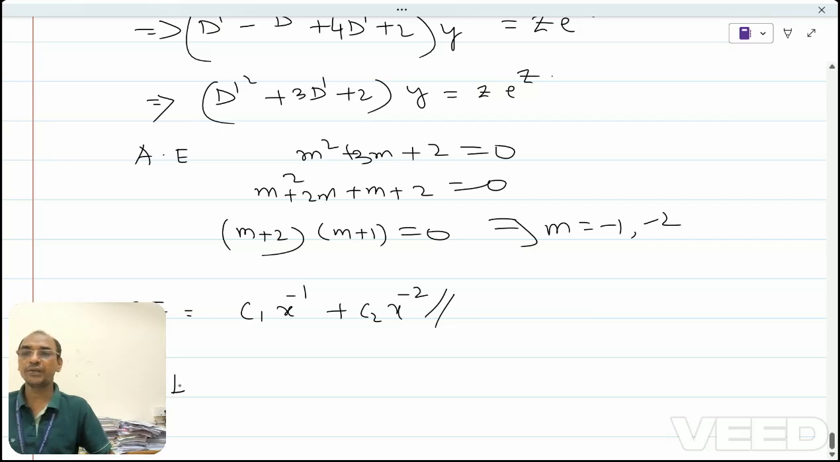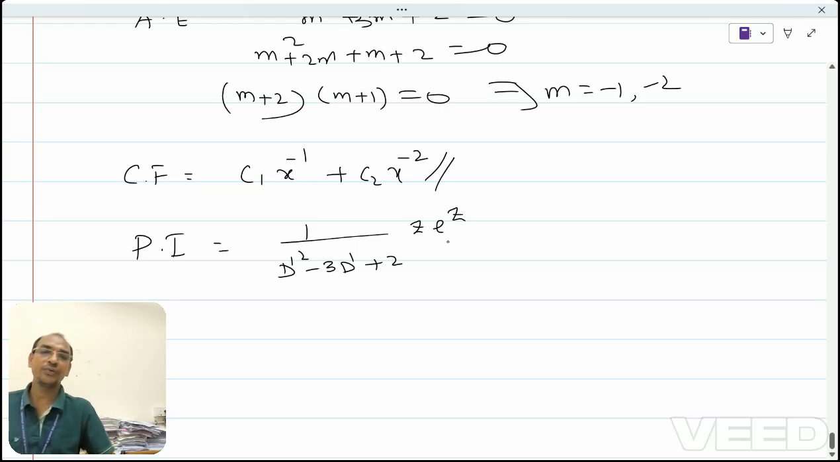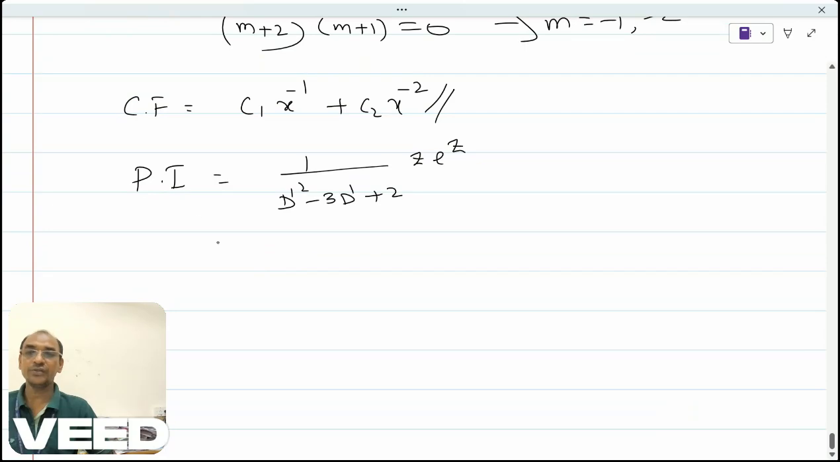Now we will find the particular integral. The particular integral will be 1 by (D'^2 + 3D' + 2) into z e^z. Now this is the type 4 problem. So we can take out e^z by replacing D' with D' + 1. And we will get it like this. e^z will be outside, 1 by (D' + 1) whole square.